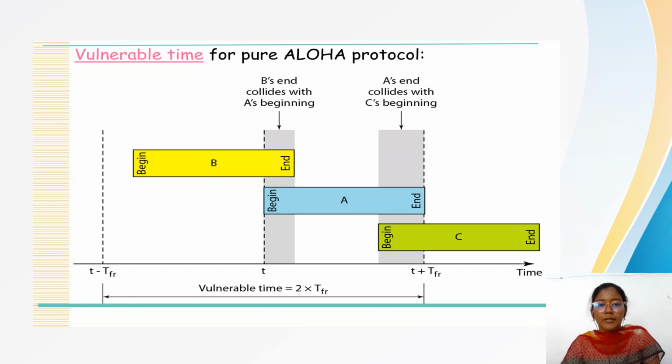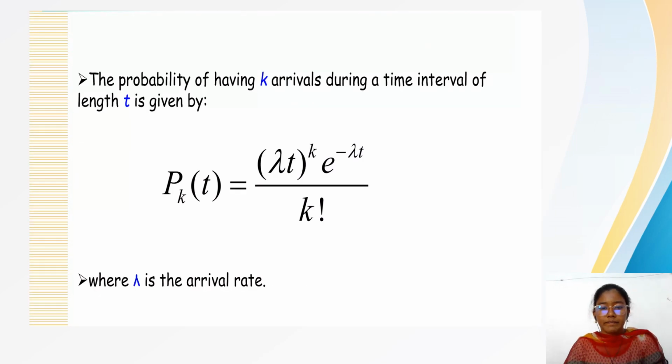Here, the vulnerable time for pure ALOHA is from T minus Tfr to T plus Tfr, and here the collisions are: B's end collides with A's beginning, and A's end collides with C's beginning.